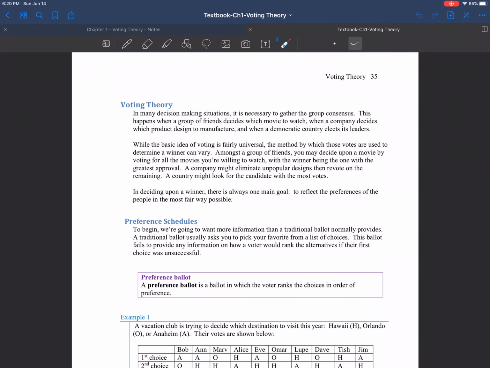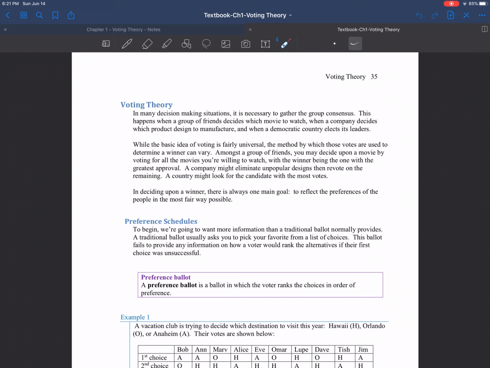Welcome to Chapter 1, Voting Theory. So I'm looking here at the textbook, and I want to talk to you about this first chapter and give you a brief introduction. This chapter, Voting Theory, is all about how we as a democratic society make our decisions. We vote for things.